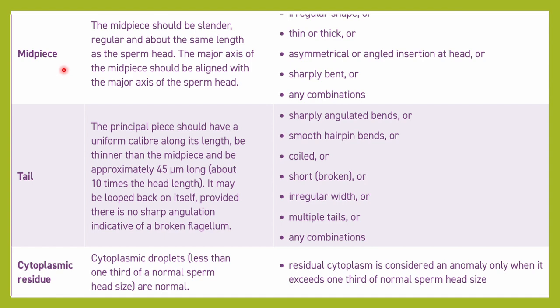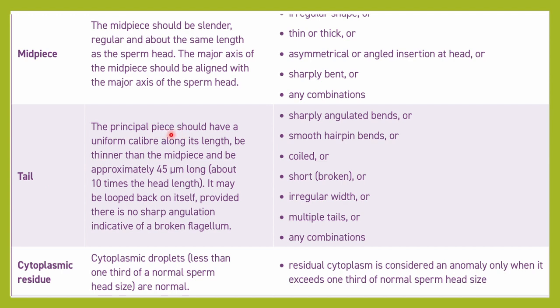Similarly, the midpiece. According to WHO, the midpiece should be slender, it should be regular, and it has to be the same length as that of the sperm head. And the major axis of the midpiece should be in alignment with the major axis of the sperm head. If it is thin or thick, asymmetric, or sharply bent, then it would be classified as an abnormal midpiece.